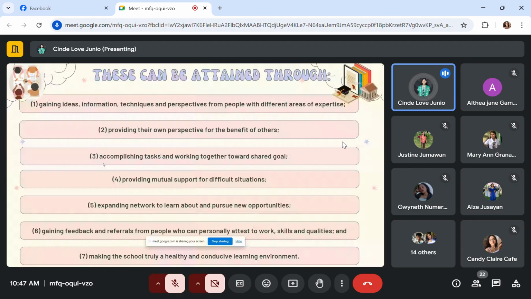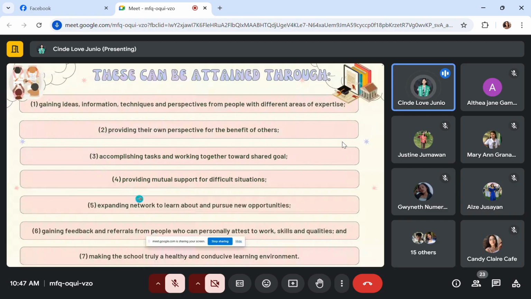So here there is cooperation. You are going to cooperate as a team to complete a certain task. For example, you as a leader, diba, you are going to divide the certain topics so that your project or whatever will be accomplished easily.